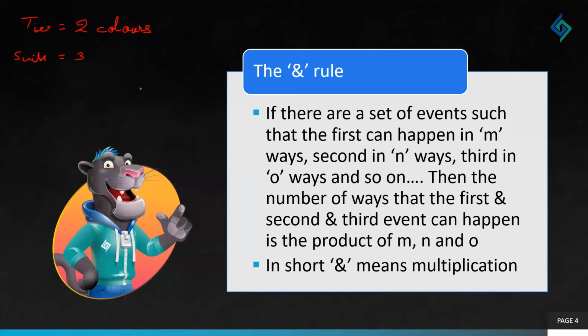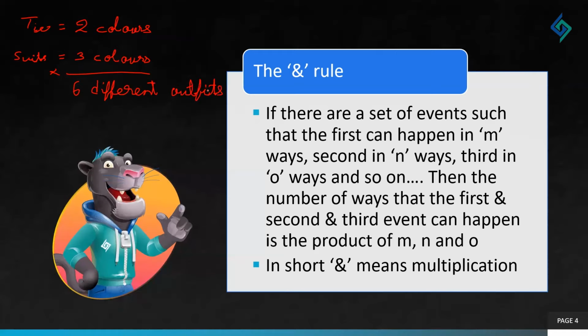You have a black suit, a gray suit, and a beige suit. Now the question is, how many different outfits can you now put on in order to go to the interview? So how many different outfits can you put on? The answer will be 2 into 3, 6 different outfits. Why multiplication? Because you're going to wear a tie and a suit for the interview.